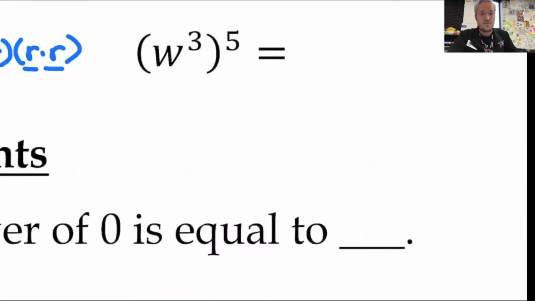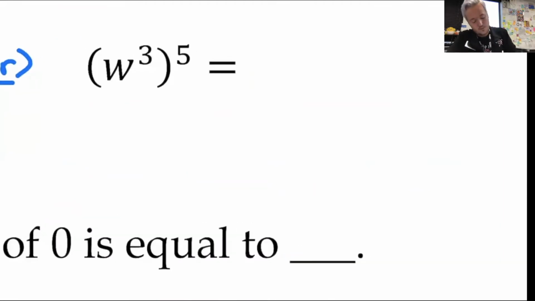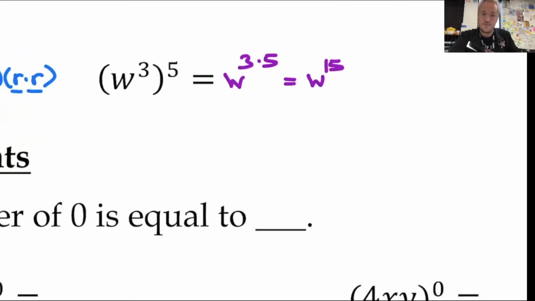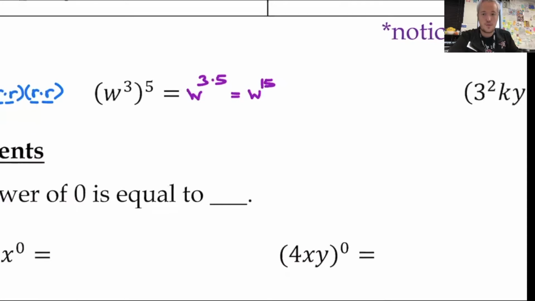All right, so our next one here, we have w cubed raised to the 5th. So I'm going to multiply 3 times 5. So we're going to have w to the 15th power, because we're multiplying those exponents.